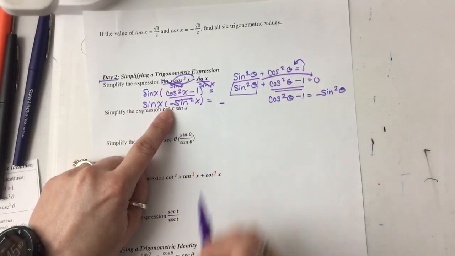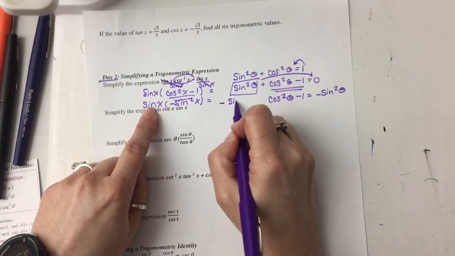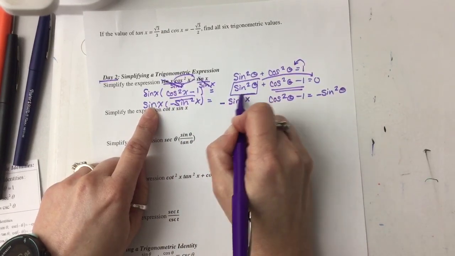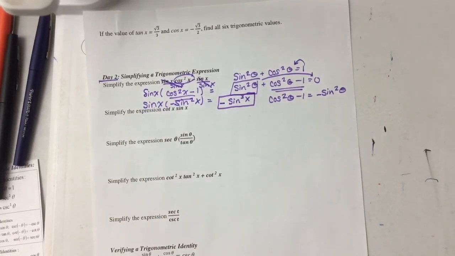Positive times a negative is a negative. This is 1 sine of x. This is 2 sines of x. So when I multiply them together, I have negative sine cubed of theta. That is your final answer.